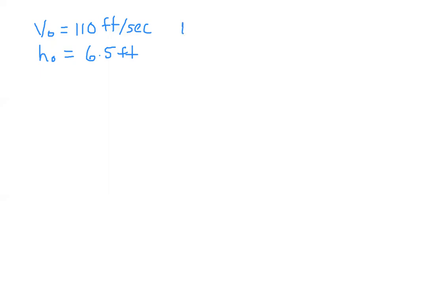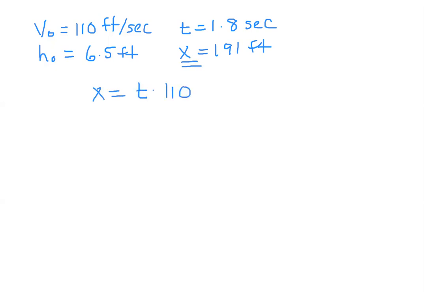We know that t equals 1.8 seconds, and we know that the horizontal distance, which is x, equals 191 feet. So that tells us that we need to use our x equation. We're going to say x equals t times 110 cosine theta. We don't know what theta is, but we know that x equals 191. So we're going to set this equal to 191 and solve for theta. We also know t. T is 1.8, so I'm going to substitute that in.